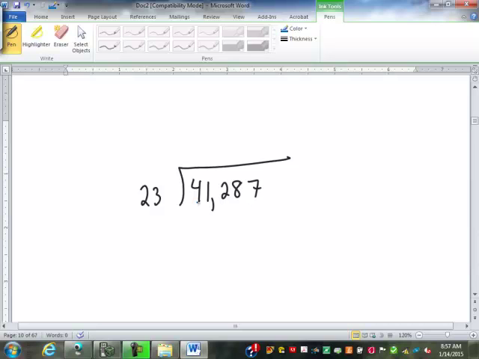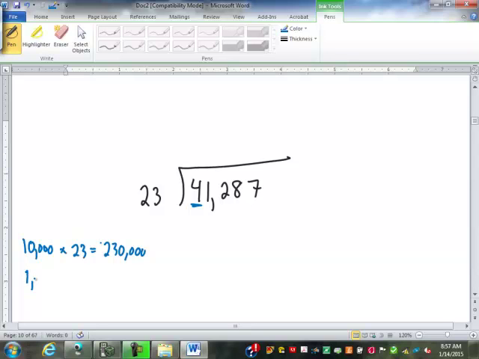What we do is look at the first digit in the number we're dividing. What's the place value of that 4? It's in the 10,000s, right? So 10,000 times 23 would be 230,000. Can I subtract 230,000 from that? No, it's too big. So what that's telling me is I can't take a bundle of 10,000 23s and subtract them.